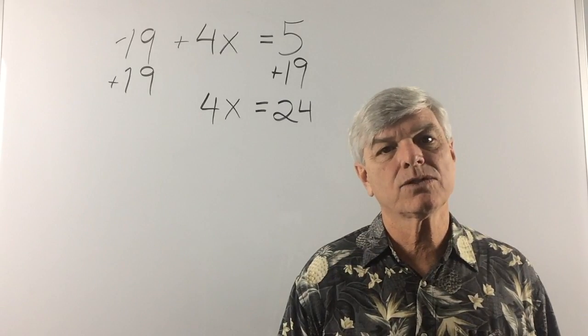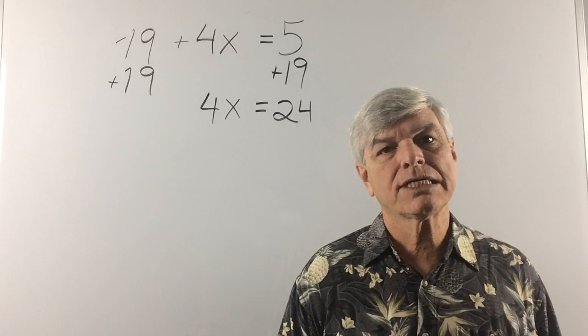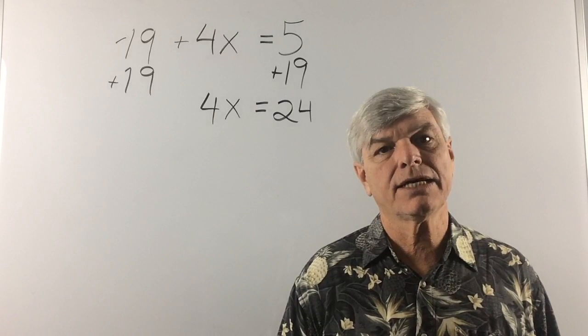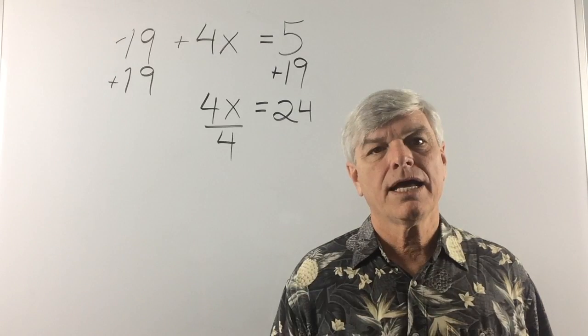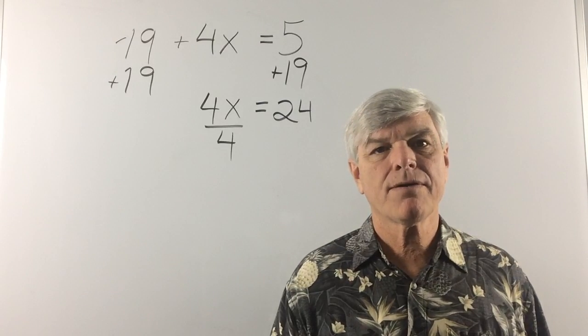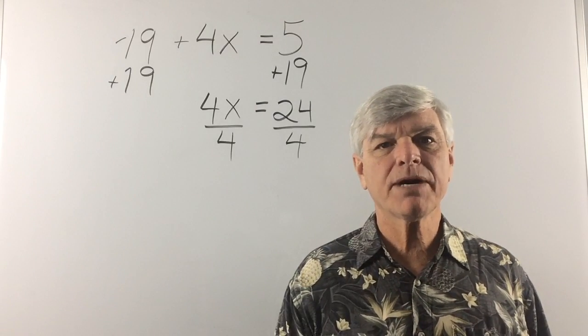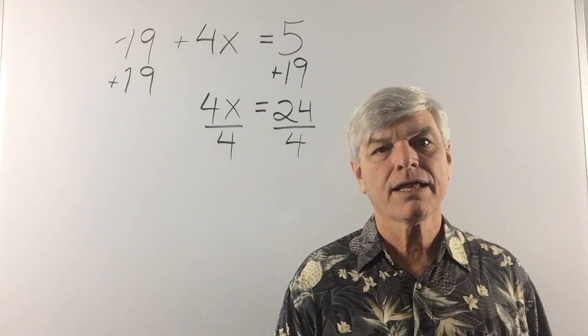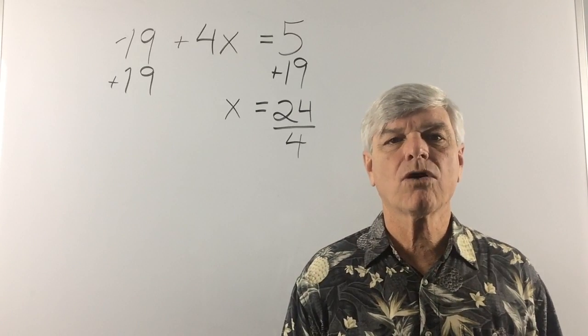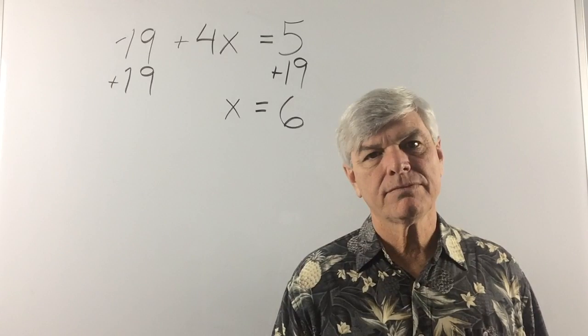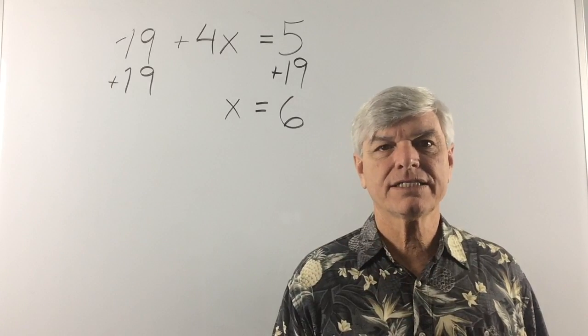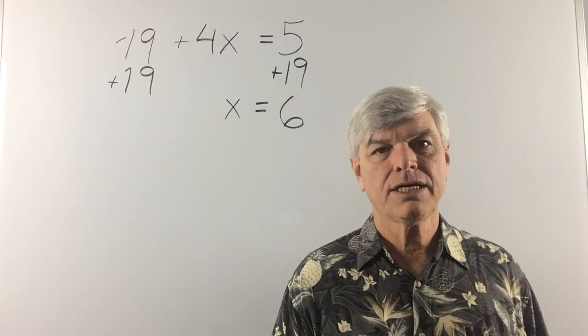4 times x equals 24. 4 times x, let's get rid of that coefficient and divide the other side by the same number. 4x divided by 4 is x. x equals 24 over 4, which is 6, and x equals 6, which is our solution.